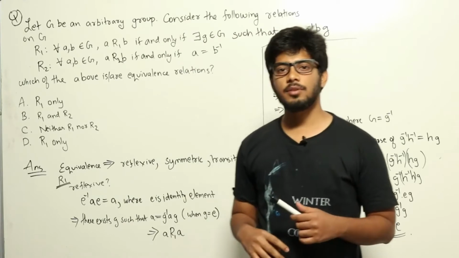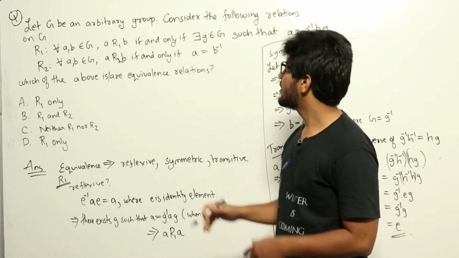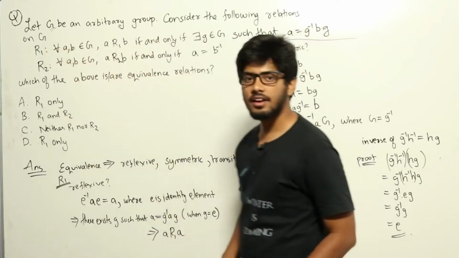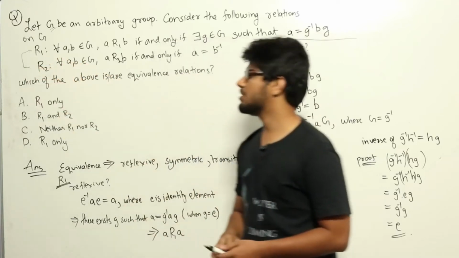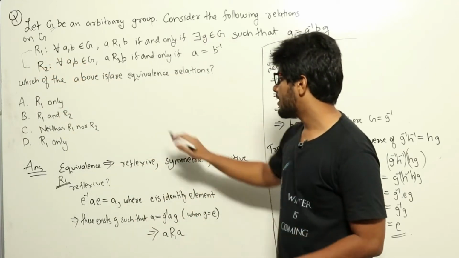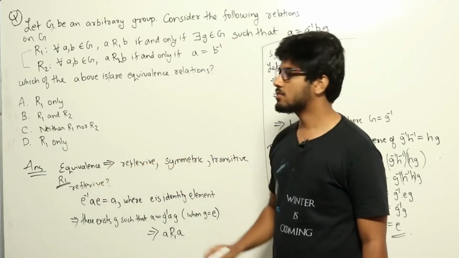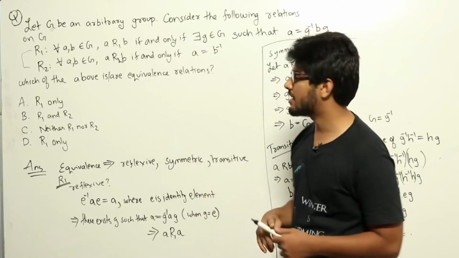So this is a question coming from the engineering mathematics topic regarding set theory. Here they are saying that we have been given an arbitrary group G, and they are asking among these relations R1 and R2 which of these are equivalence relations. Now an equivalence relation is one which is reflexive, symmetric as well as transitive. So we will go through both of these relations and see whether these are reflexive, symmetric as well as transitive.